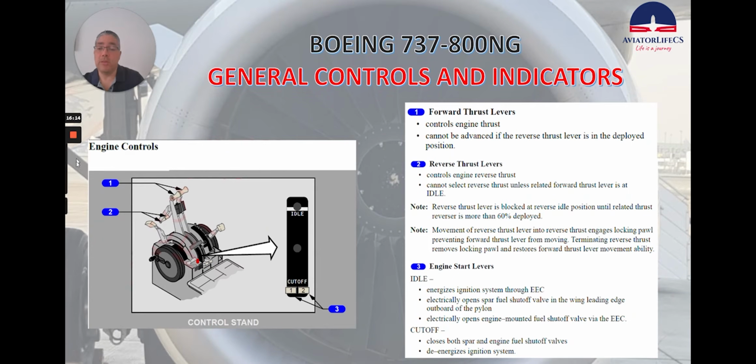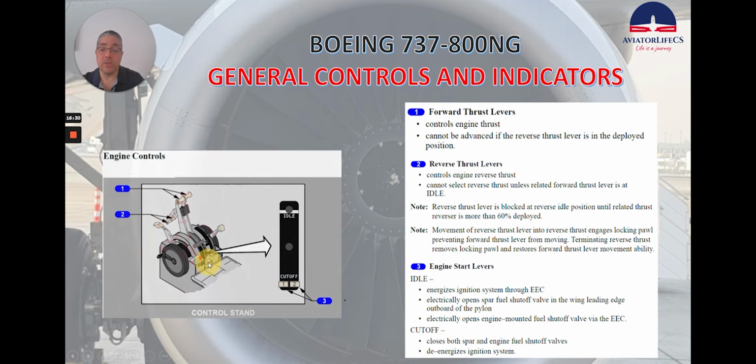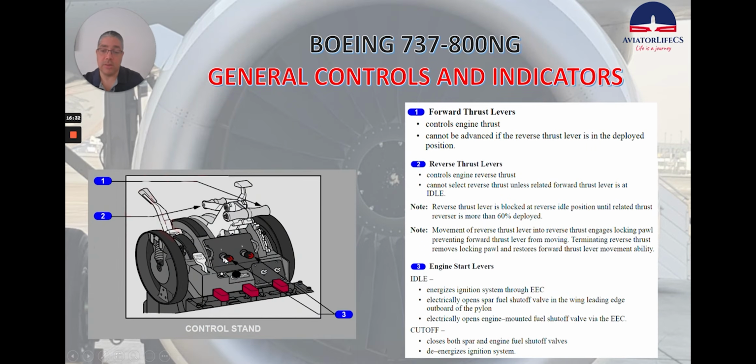Now we will talk about the engine controls, and you can see the control stand here. Just something to mention that this control stand could be different depending on the airplane serial number. So here we see the engine start levers like this. We could also see them like this. They do exactly the same.